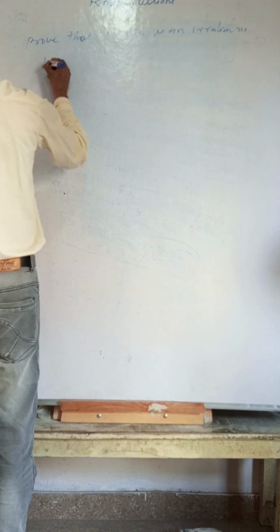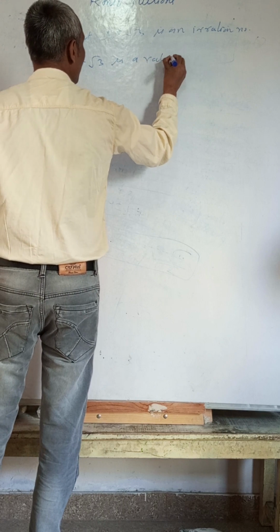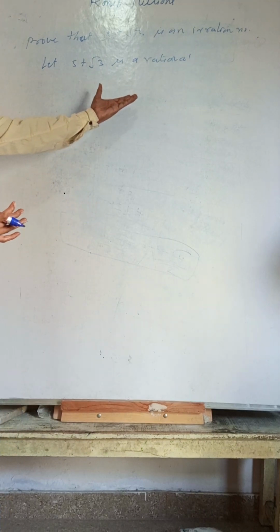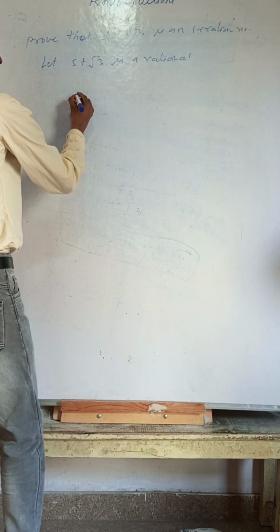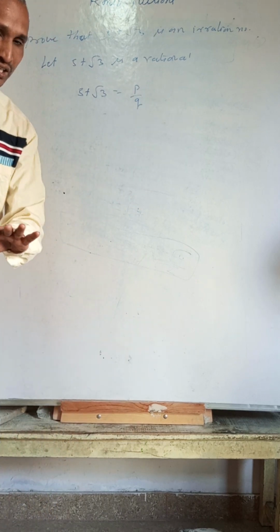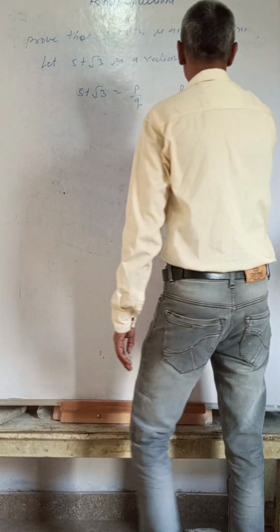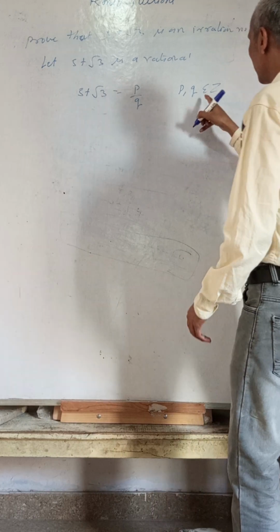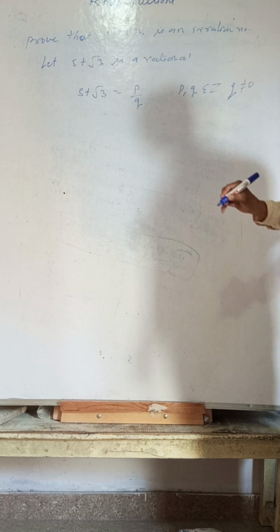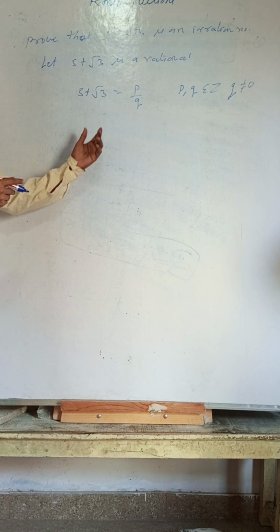Let us first think. Let 5 plus root 3 be a rational number. We are taking a contradiction here. Suppose we assume it is a rational number. So we can write 5 plus root 3 as p by q, where p and q are integers, that is, elements of Z, and q is not equal to 0. So we can write it in this form.